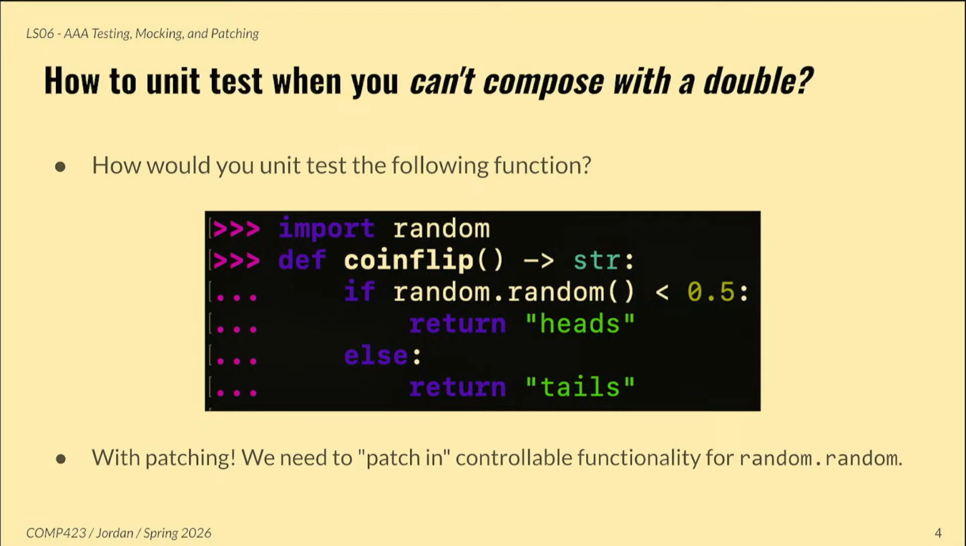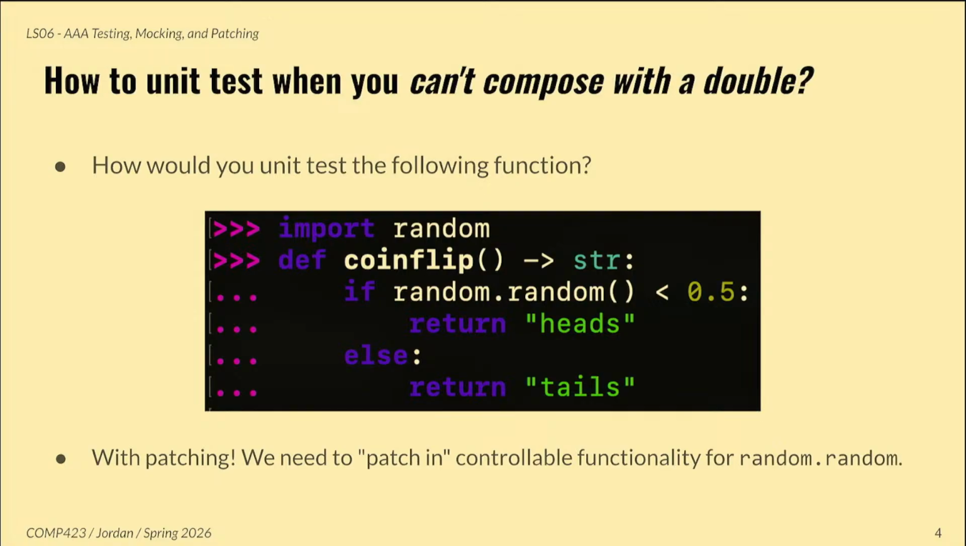But we're importing the random package from the Python standard library. And this function is just one where if random.random, which will return a number between 0 inclusive and 1 exclusive, is less than 0.5, then we will return heads, else we will return tails.